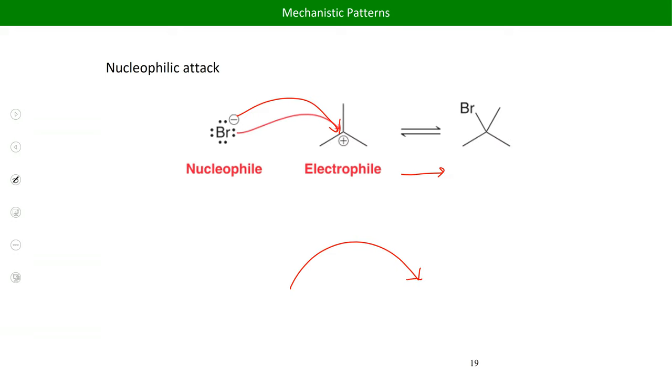All right, so nucleophilic attack is usually going to look just like that. It's one curved arrow drawn from a pair of electrons to something that has either a positive charge or a partial positive charge. Easy enough, right?